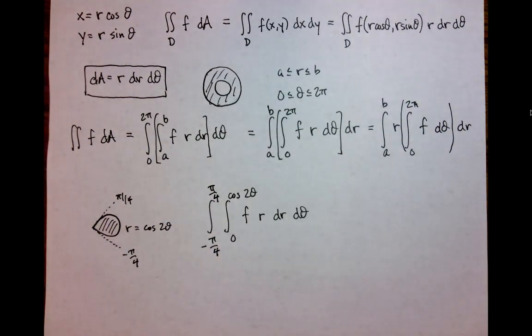In this case, it would not be so easy to reverse the order of r and theta, and it certainly would not be at all easy to do this in terms of x and y.